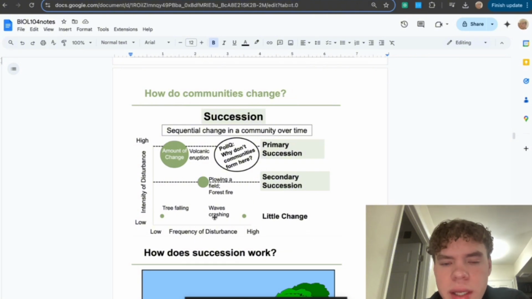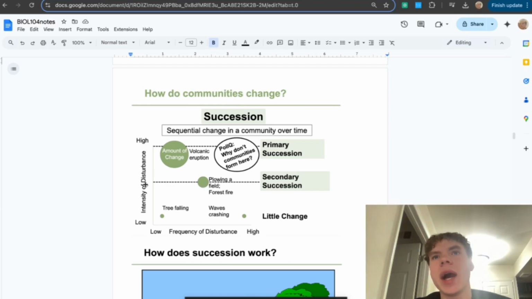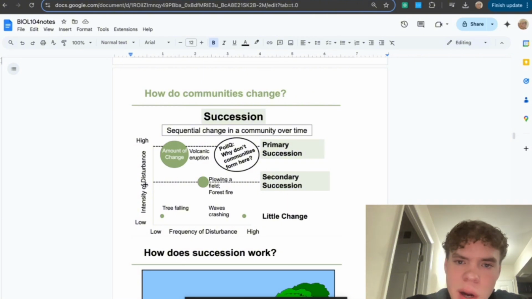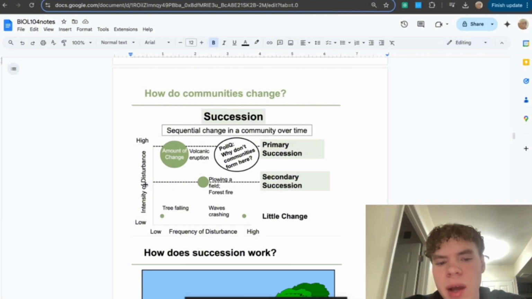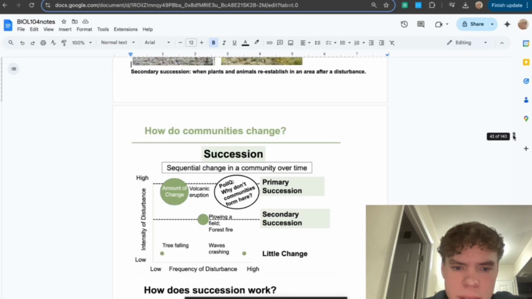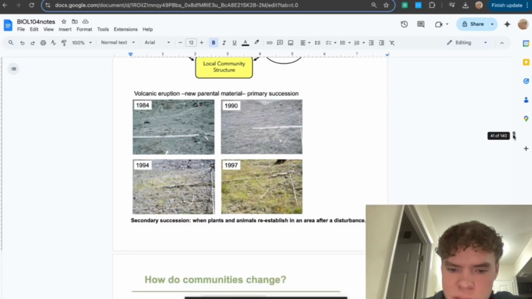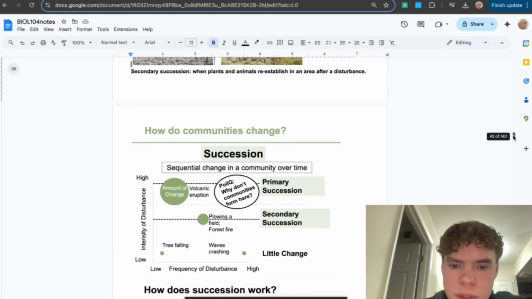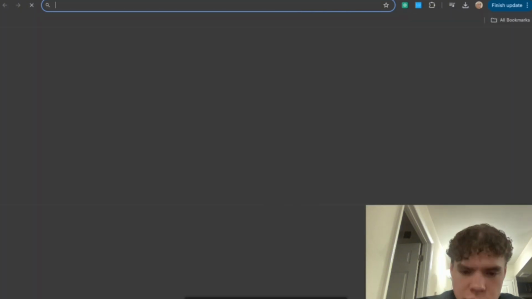But the thing is, it's actually healthy for an environment to have disturbances every so often, right? Kind of like in humans, how there's a healthy level of stress. It's the same way. A population needs a healthy amount of stress that is beneficial for the community, right? So I just said secondary succession is when plants and animals reestablish an area after a disturbance. And what's primary succession again?